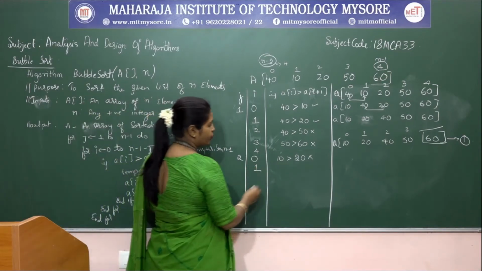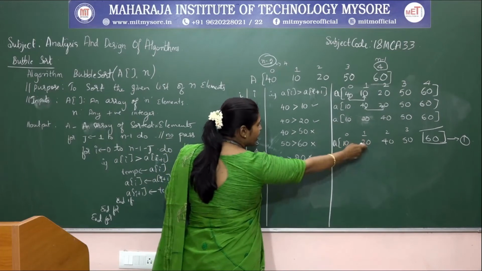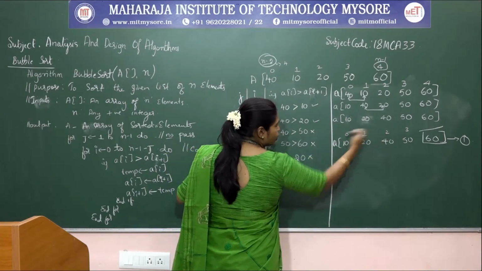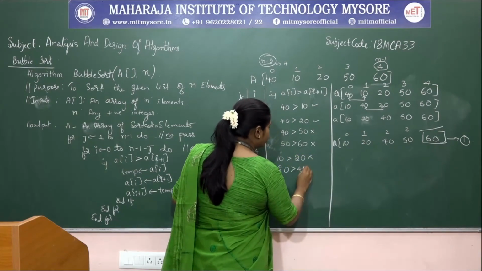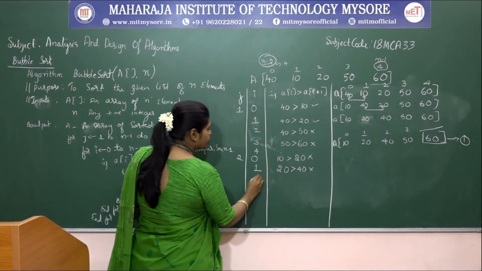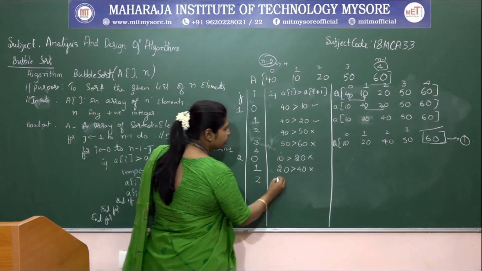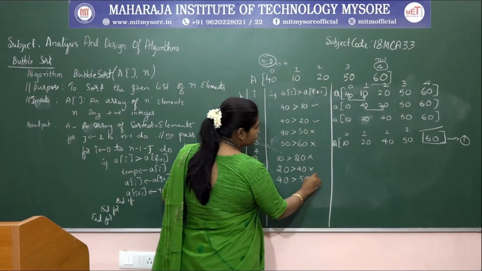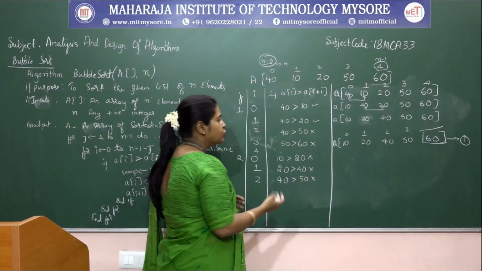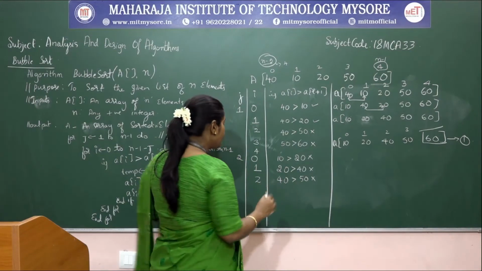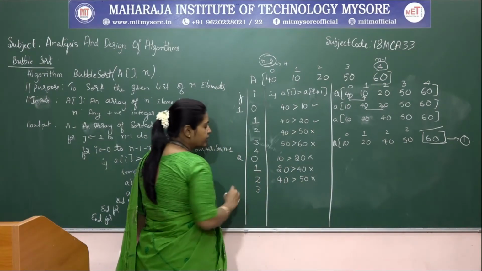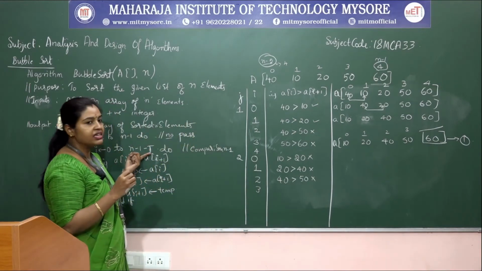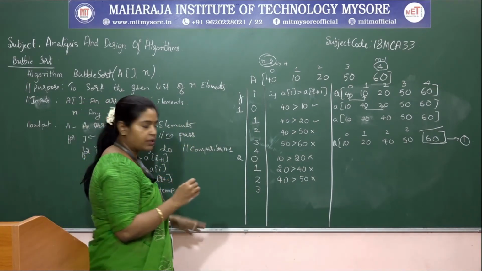i is 1. In the first position we have 20, compared with i plus 1 which is 2, so a of 2 is 40. This is also false, so simply i gets incremented to 2. In the second position we have 40, and in the third position we have 50. This is also false, no swap, so it will be as it is. Now i gets incremented, but according to the condition it goes up to n minus 1 minus j, so the loop will terminate.